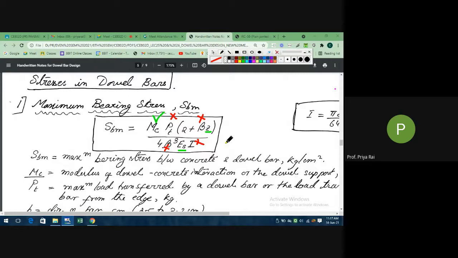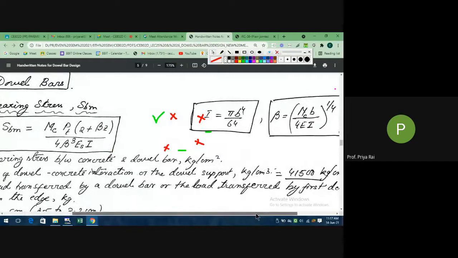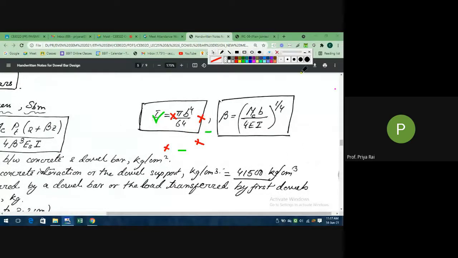So first what we have to do? Should we go for beta? Calculate beta first. See, for beta also, what thing is known to us? For beta, MC is known to us. Okay. E is known to us. B, we need to assume this thing. We need to assume. Okay. So this is also known to us. Okay. This will also be known to us because we will assume this value. Now, but this I value is not known to us. Okay. So our first step is to calculate I using this formula.